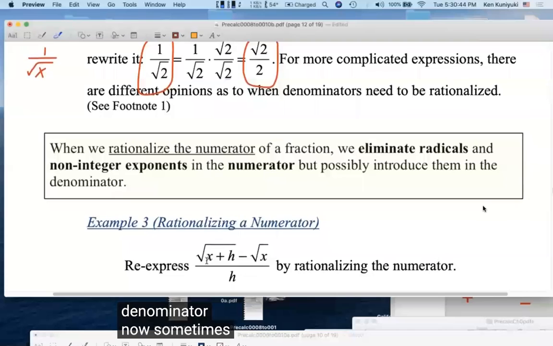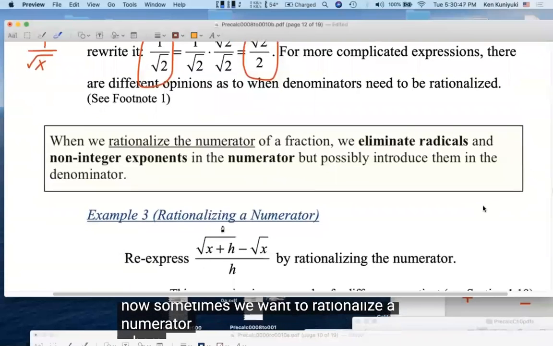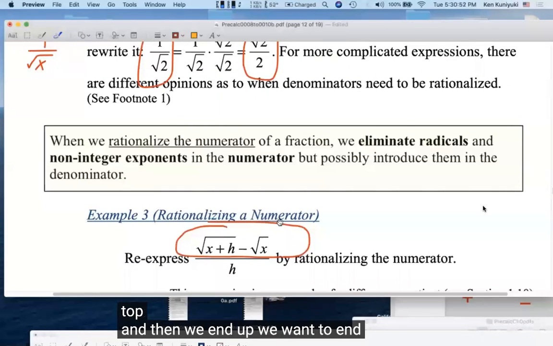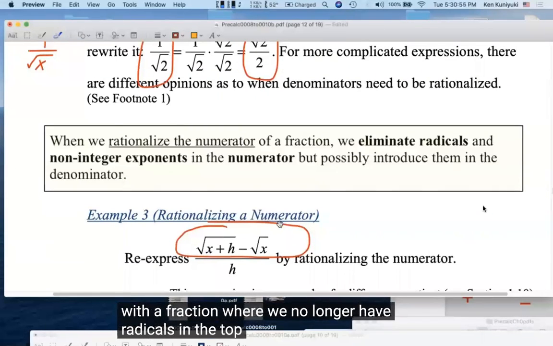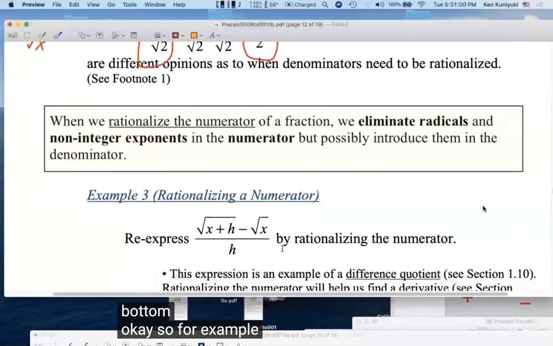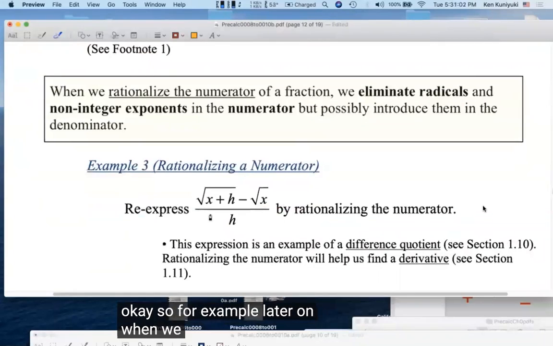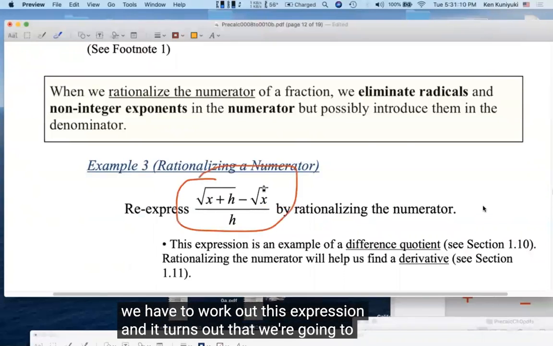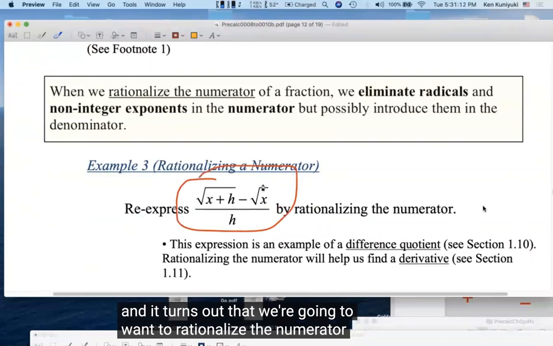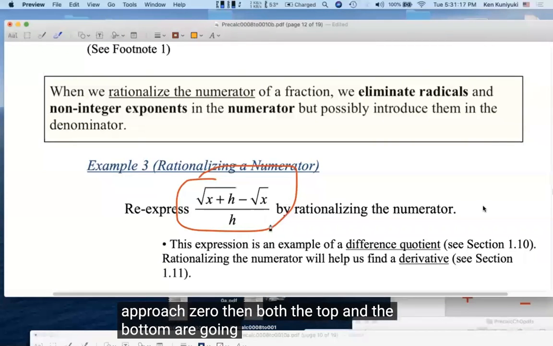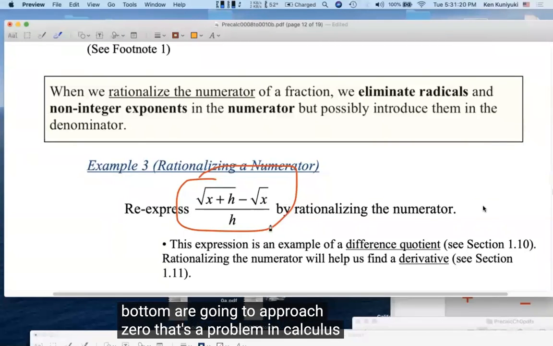Now sometimes we want to rationalize a numerator, where we start off with radicals in the top, and then we want to end up with a fraction where we no longer have radicals in the top, but we might end up with radicals in the bottom. So for example, later on, when we find the derivative of the square root function, we have to work out this expression, and it turns out that we're going to want to rationalize the numerator. The problem is that if you let h approach 0, then both the top and the bottom are going to approach 0. That's a problem in calculus.